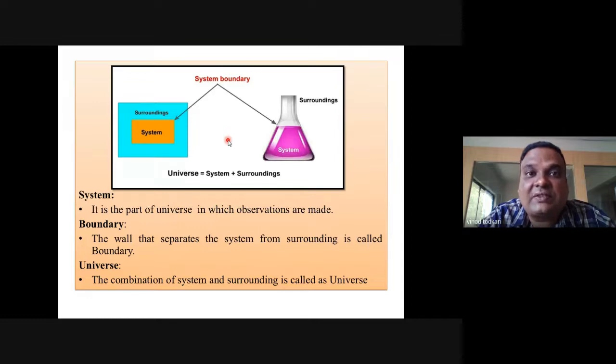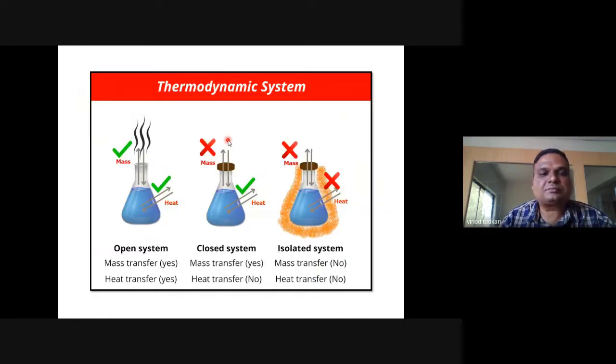See, it can be fixed or it can be moving. Okay, boundary can be a fixed boundary or it can be a moving boundary. Now see, there are three types of systems, right? We have seen that thermodynamic system is the part of universe under thermodynamic considerations, right? See this word thermo means heat and dynamic means power or work. So thermodynamics is a science which deals with the interactions between heat and work.